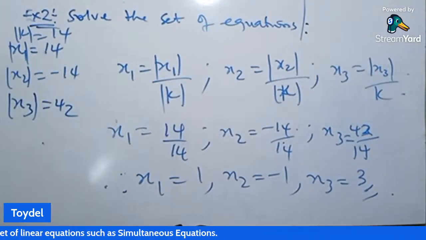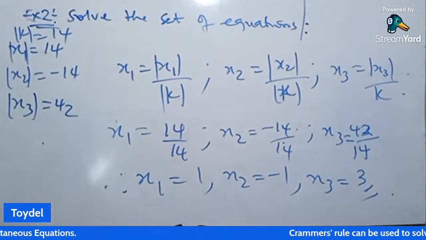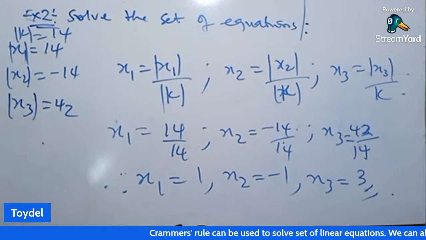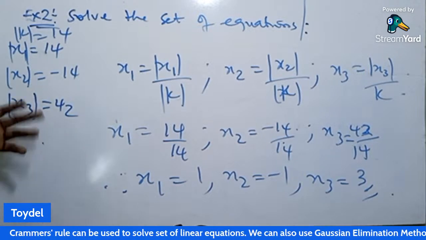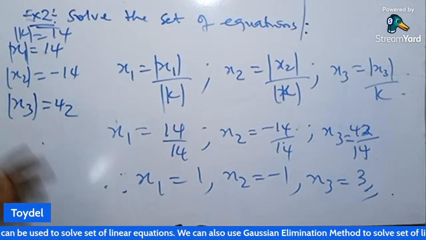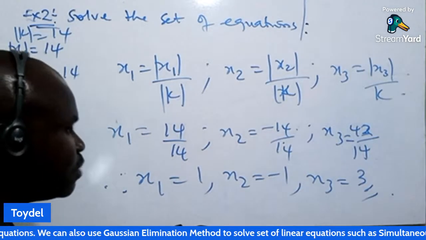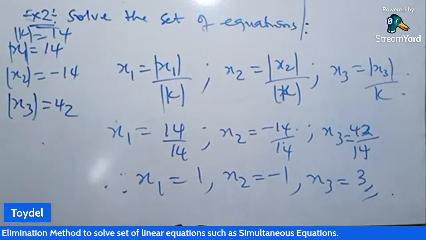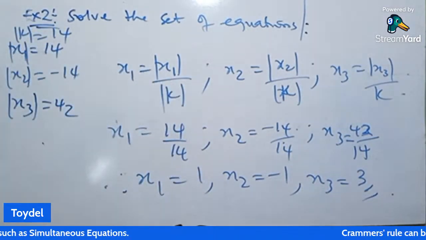So we can actually use the knowledge of Cramer's rule to solve any given linear equations, irrespective of the number of variables. It can be 4 equations involving 4 variables, 5 equations involving 5 variables. As long as the equations are a set of linear equations, then we can actually apply Cramer's rule to solve that. So I would love to stop here because of our time.